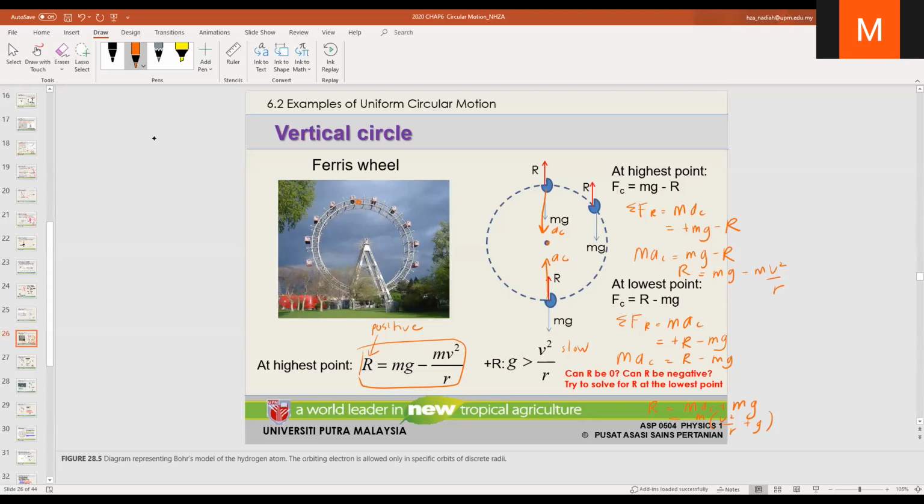Okay. Because R ni, saya tak tahu cerita macam mana, tapi R ni is actually your perceived weight. Okay, kita ada weight kita yang sebenar-benarnya. Our actual weight is mg.